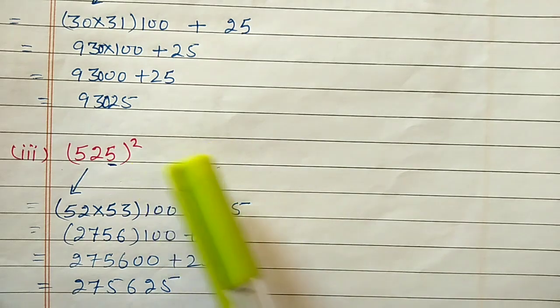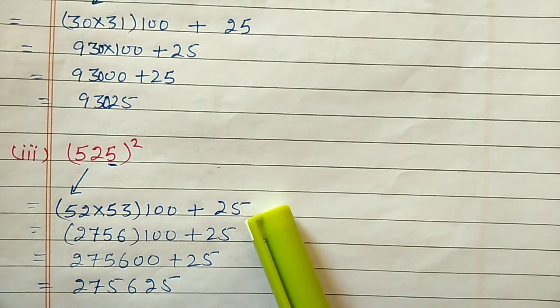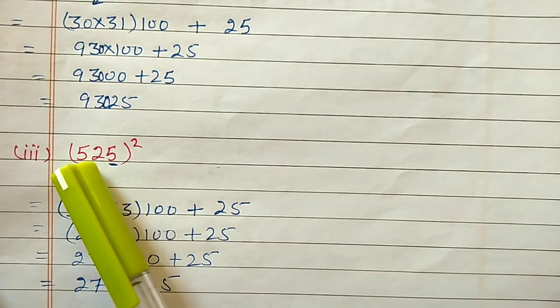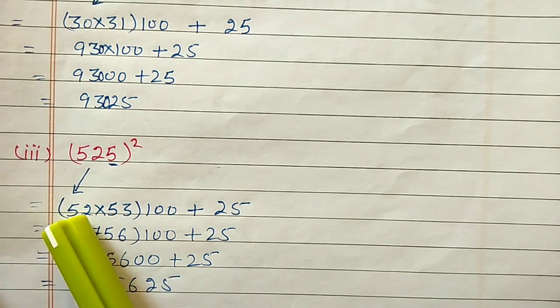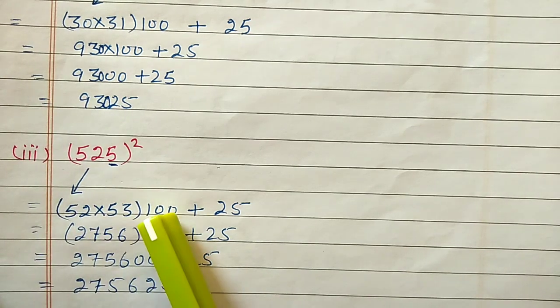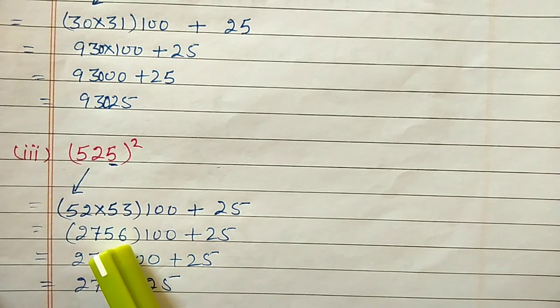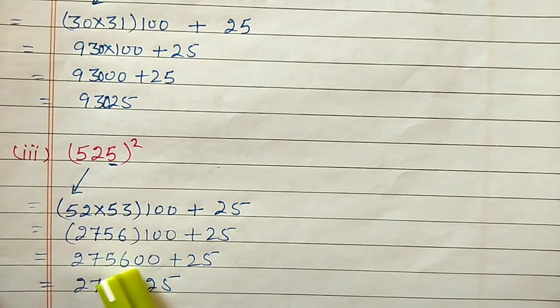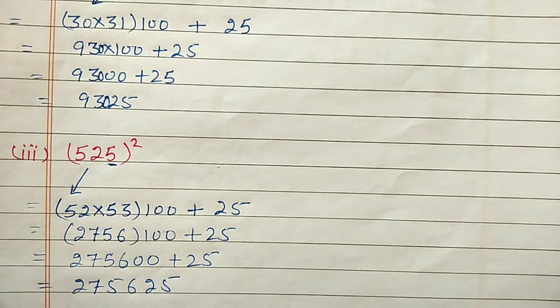Third part is 525 whole square. So last 5 take separately. 5 square 25. Starting number we have 52. Multiply 52 with the next number 53 and with 100. 2756 into 100, 275600, plus 25. So answer is 275625.